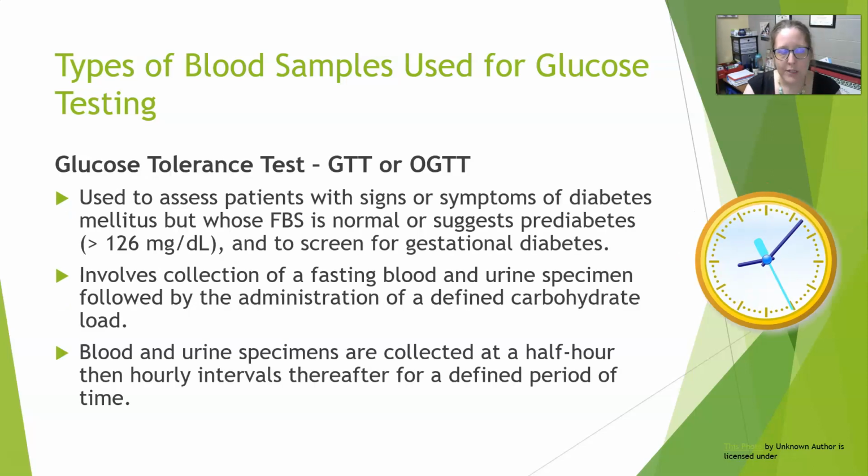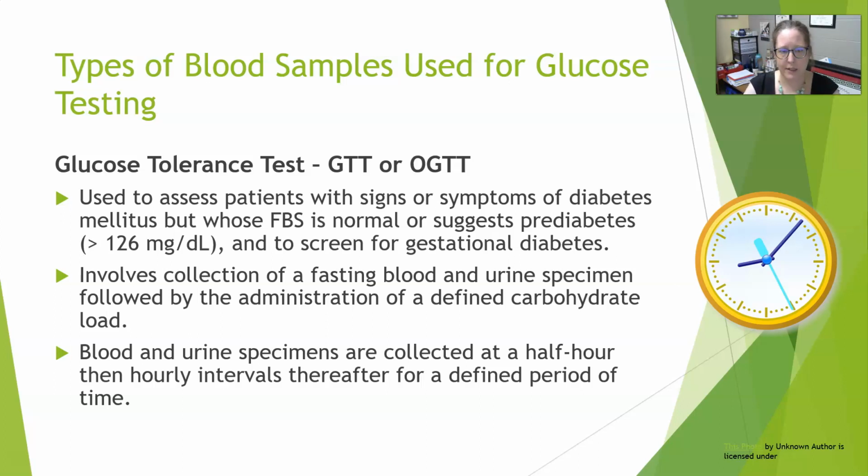The glucose tolerance test, which is the GTT or the OGTT, is used to assess patients that have signs and symptoms of diabetes mellitus, but whose fasting blood sugar is normal, or whose fasting blood sugar suggests prediabetes, meaning it is above 100 but not above 126. So it's in that in-between. It's not normal, but it's not in diabetic range. That's the prediabetes range. It is also the typical test that is used to screen for gestational diabetes.